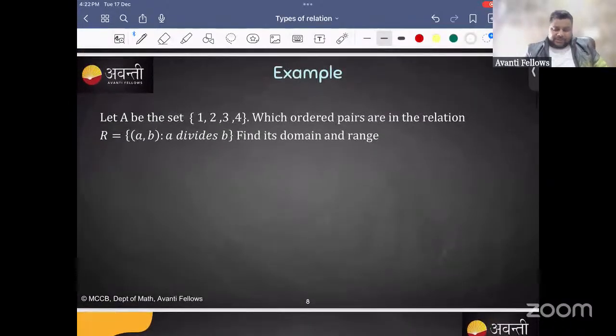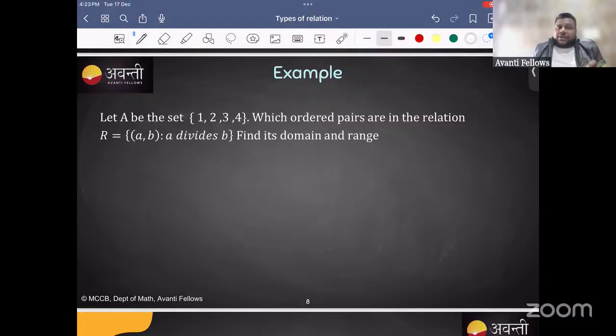Now, a very simple example is, let A be the set 1, 2, 3, 4. Which ordered pairs are in the relation R, where (a, b) is in R if a divides b? Find its domain and range. It is a relation defined from {1, 2, 3, 4} to {1, 2, 3, 4}. So this A cross A will have a total of 16 elements.